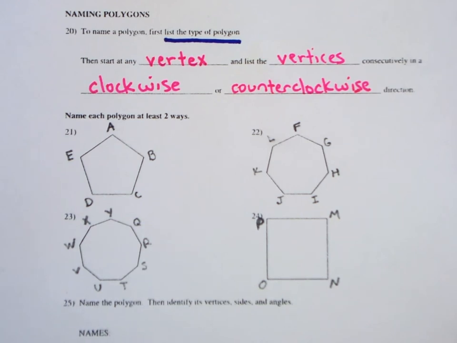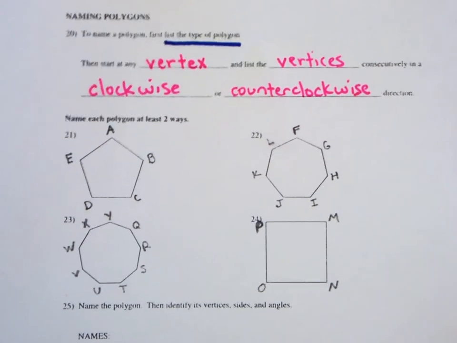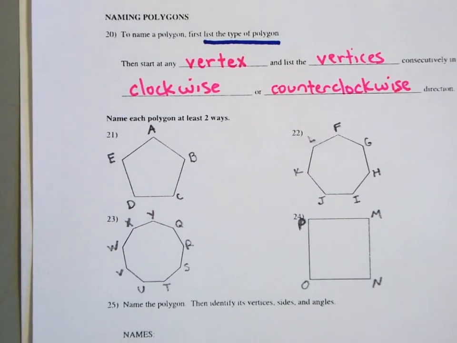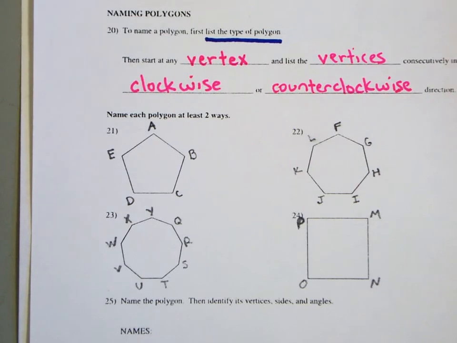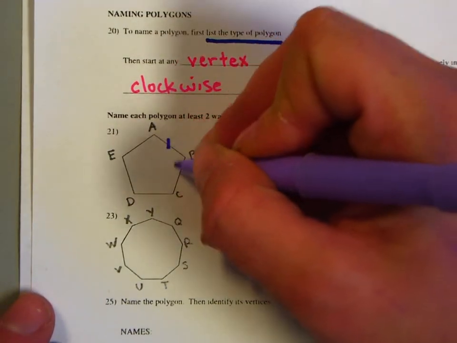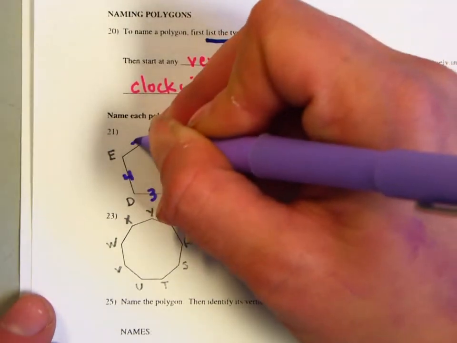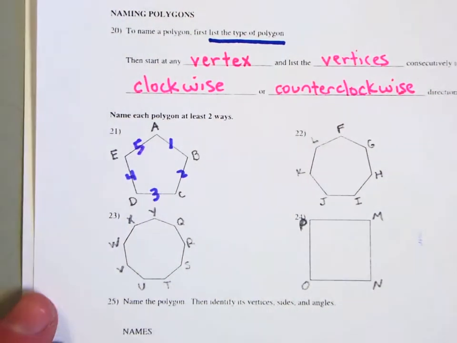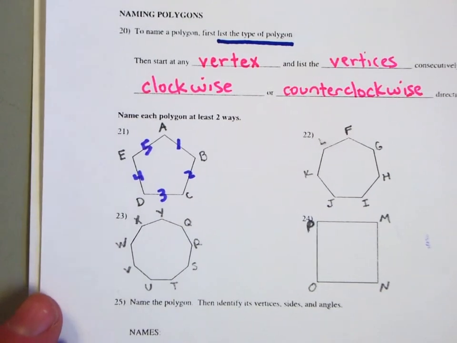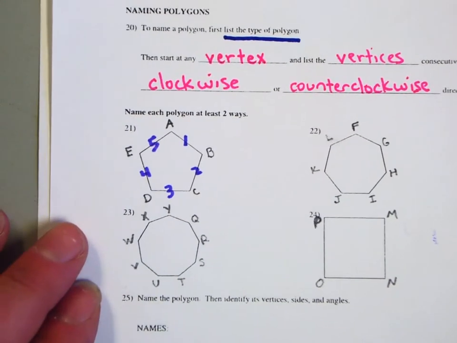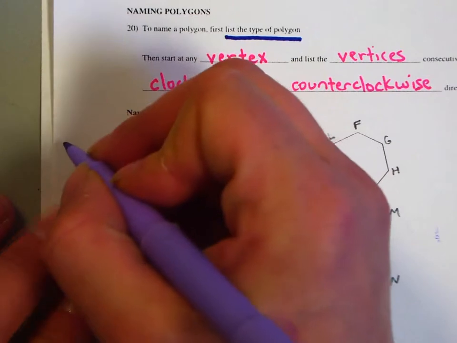Now the directions for 21 through 24 say to name each polygon at least 2 ways. On 21, we're going to name it 4 ways, just to make the point that there are many acceptable ways we could name this polygon. So the first thing we're going to do is start out by numbering the sides so we can determine the type of polygon. We established that there are 5 sides in this polygon, so that means it is a pentagon.